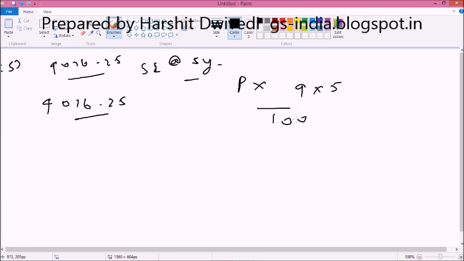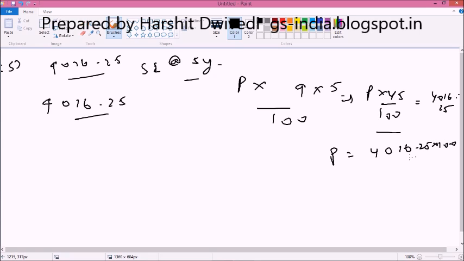Upon 100. So obviously P into 45 by 100 is equal to 4016.25. Now what is this P into 45 by 100? It is 45% of P, and what we have to calculate is P. So one thing you can do is write P equals 4016.25 into 100 divided by 45, and then solve this expression.